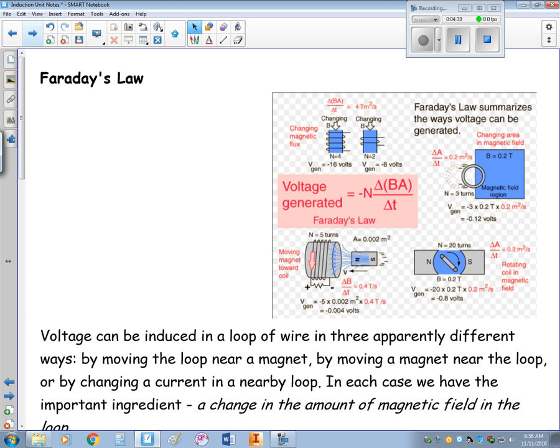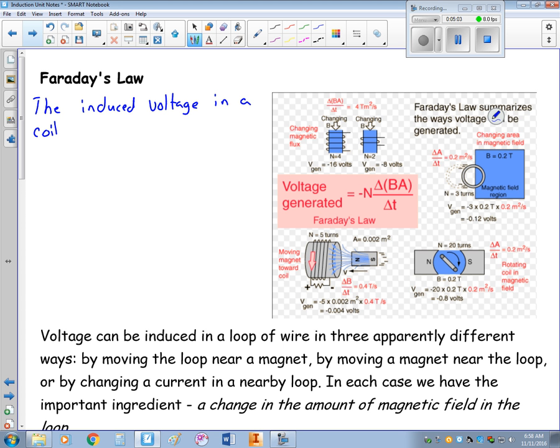This all leads us to something called Faraday's Law. What Faraday's Law tells us is that the induced voltage in a coil is going to be proportional to the product of the number of loops and the rate at which the magnetic field changes within those loops.